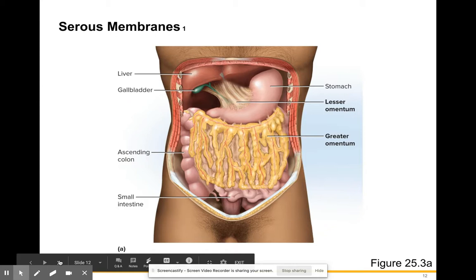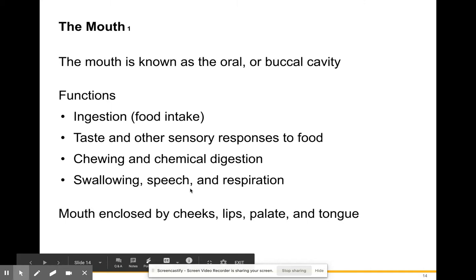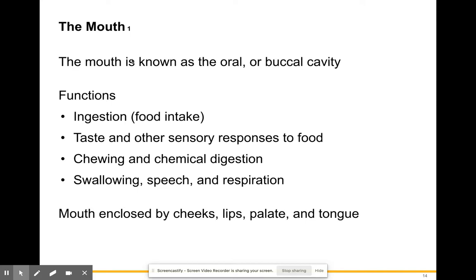Again, here's our picture. There are our mesenteries. Here are our omentums. Be able to label these on an exam. Now we're going to start going through the actual digestive system itself. We're going to start at the mouth and work our way all the way through to the anus.